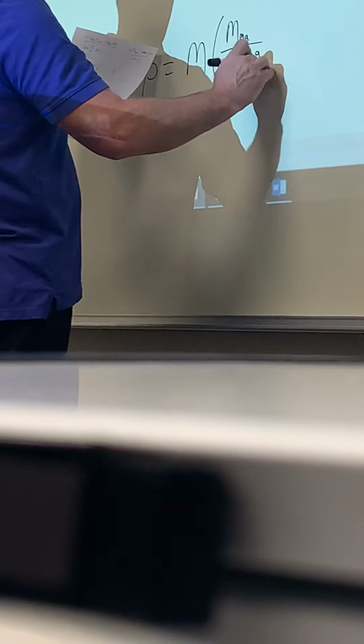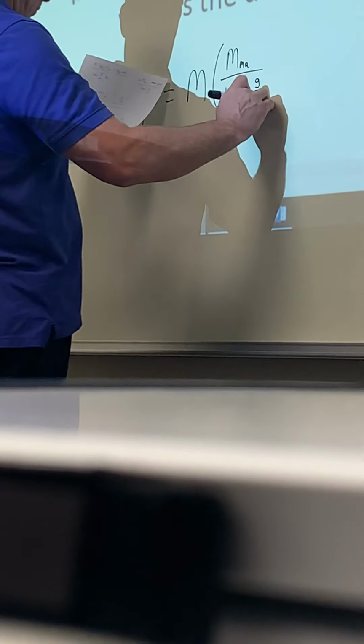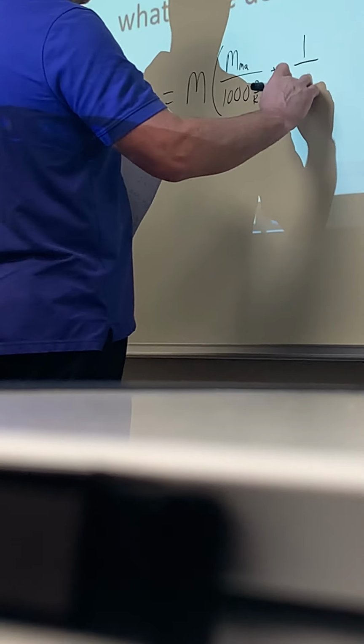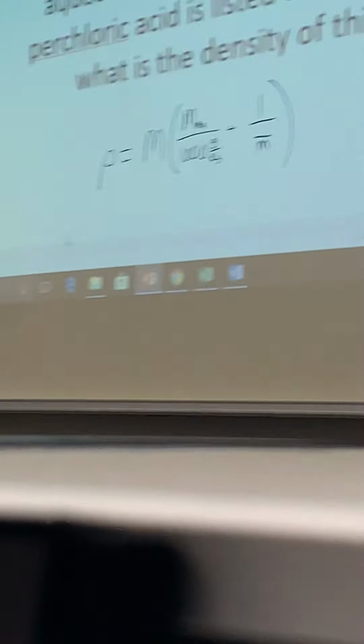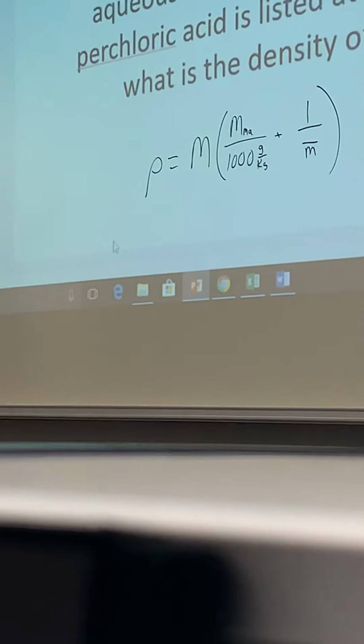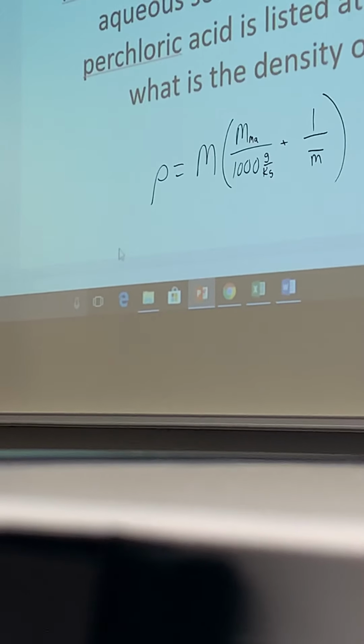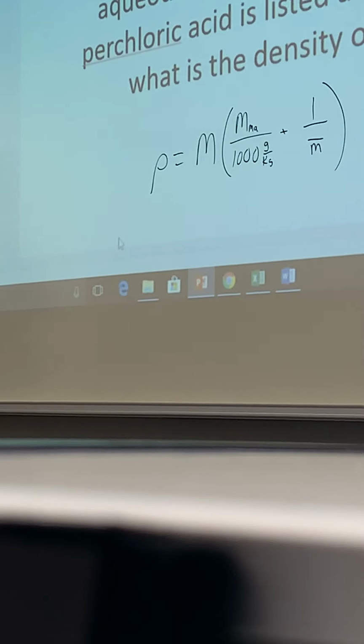The density of solution, if you continue this out, is molarity times the molar mass of the solute, which was 100, divided by 1,000, and that's in grams per kilogram, plus 1 divided by the molality. And that gives you the density from straight formulas. One of the things I've done in the past is give a class a bonus question where I gave them each of the units of concentration, and they had to build formulas from one to the other symbolically. So this is just one of those.